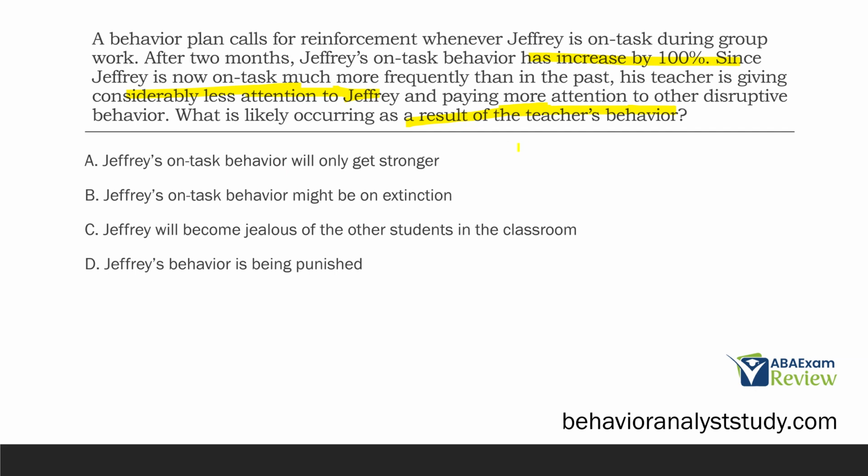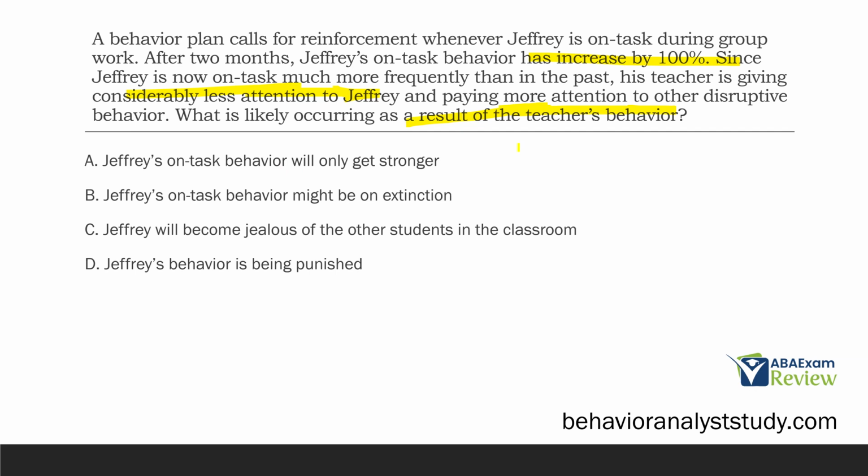Well, that's unlikely if nobody's paying attention to his on task behavior. Is Jeffrey continuing to get reinforcement? It doesn't seem like it. It seems like he's now being ignored. He's getting considerably less attention. B, Jeffrey's on task behavior might be on extinction. It's much more likely his behavior might be on extinction now.